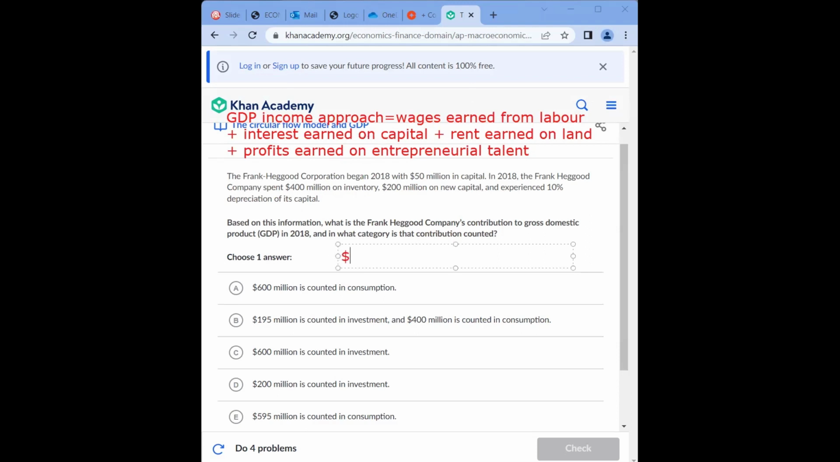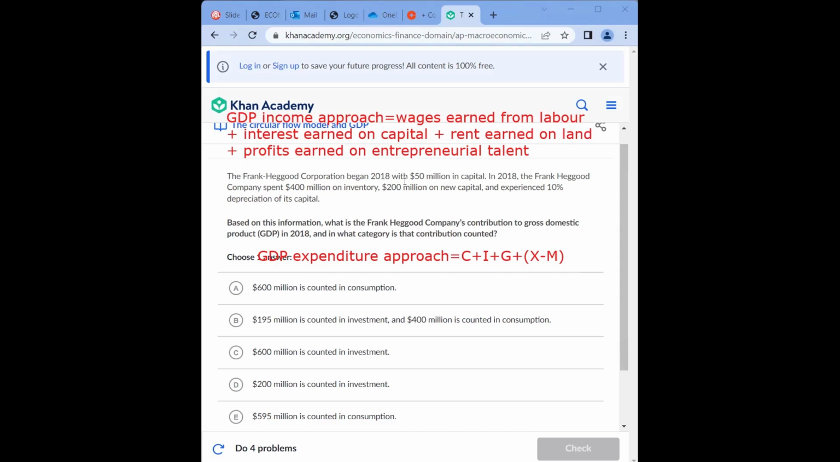So we could add the GDP expenditure approach, which equals consumption plus investment plus government spending plus exports minus imports. Where would all this spending go if they're spending $50 million in capital, $400 million in inventory, $200 million in new capital, and experience 10% depreciation of their capital? What would that go under? Consumption, investment, or a combination of two? I would say investment. Yes, exactly. So how much investment do you think they would have?